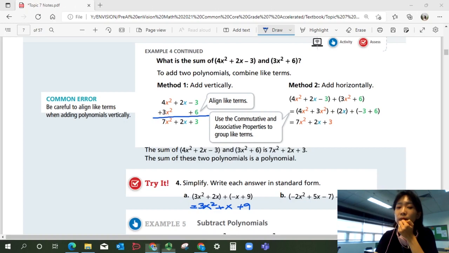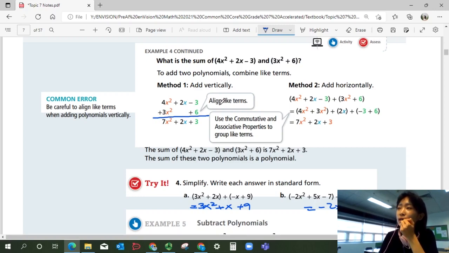And then part B. You have negative 2x squared. There are no like terms for that. And then you add 5 and 3x. You have 8x. And then you add negative 7 and 7. And that's 0. So that is your final answer.